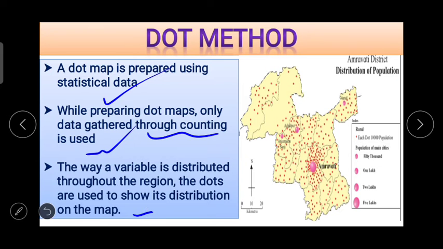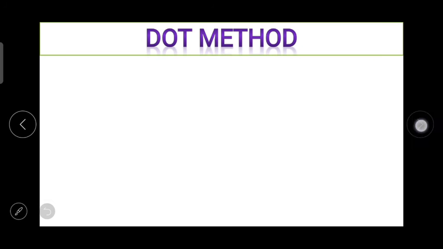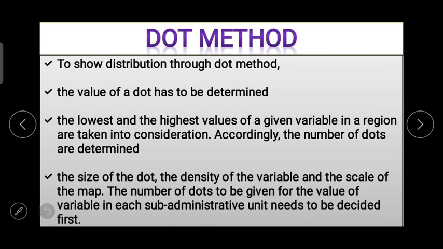Like on the screen you can see Amravati district distribution of population, which is given in our textbook, figure 1.1, dot method map. To show distribution through the dot method, the value of a dot has to be determined. First of all, what we have to do is determine what value we have taken for one dot. First we have to decide that value.